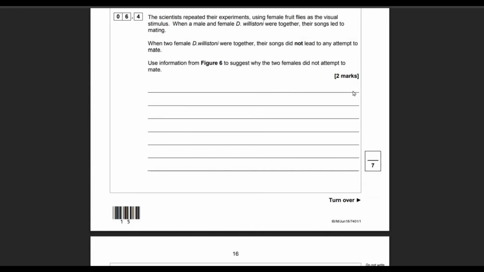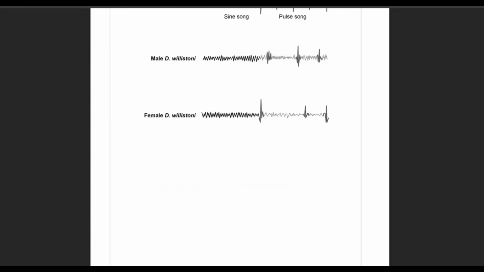So why is it that the two women didn't get it down? Their songs are obviously going to be the same. But what we can suggest here is that, in order for them to understand whether they are having sexual intercourse with a male or a female, they go by the song.